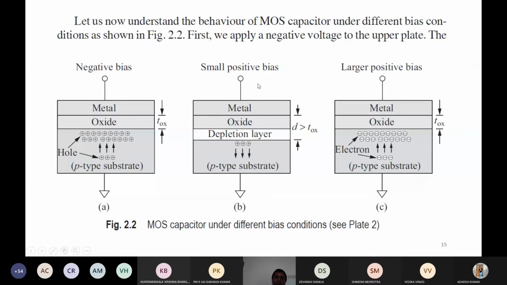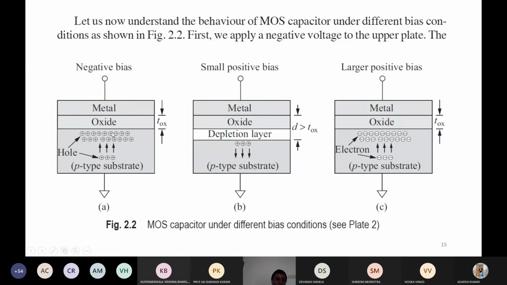Still, if you are applying positive bias, how is this MOS capacitor changing? Positive bias you are applying, but it is less than the threshold voltage, which means it is less than the voltage required for forming the channel. Then what happens? Due to the positive bias, the positive charges will be there on the metal, and they will try to repel the holes.